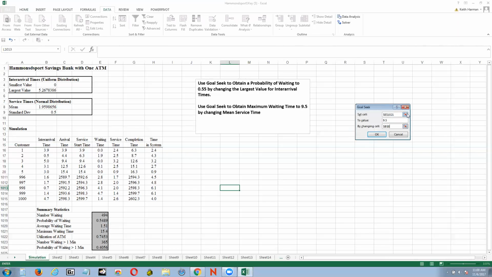Then we'll run the goal seek, and it's going to work through some iterations. You can see it running the simulation there, and we end up with the value.